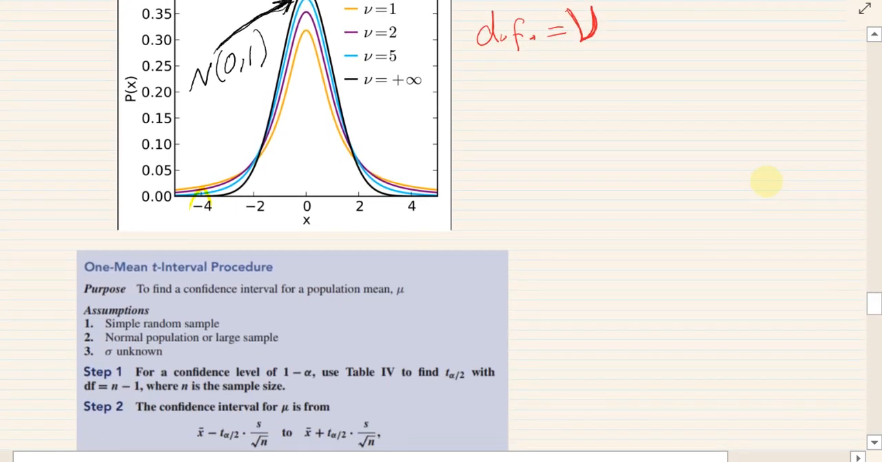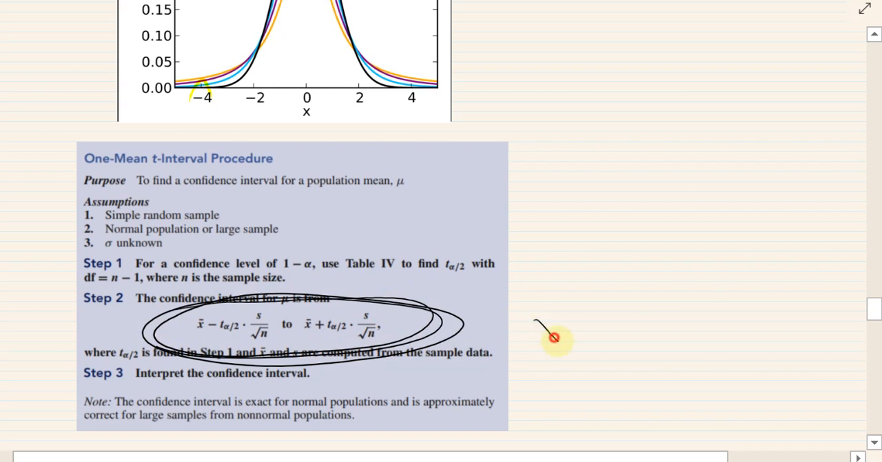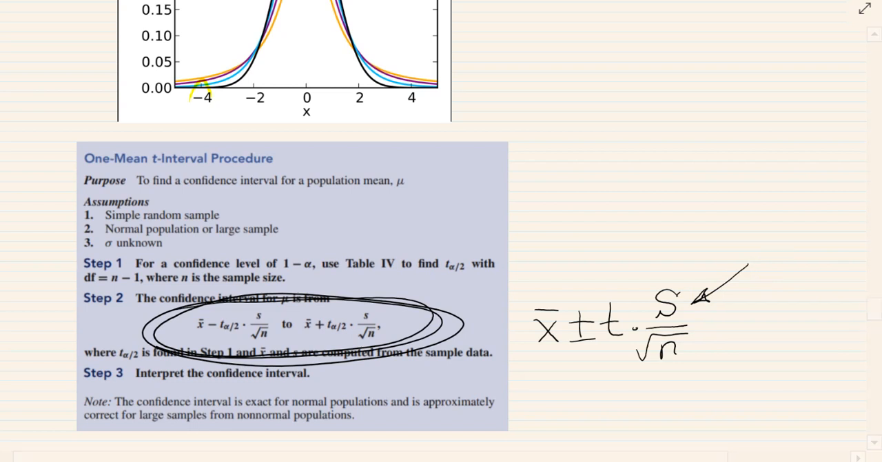So our formula, which was x bar plus or minus z times sigma over root n, is now going to be what you're seeing right there. See that? Our formula is now x bar plus or minus t times, since we don't know sigma, s over root n. Here s is the sample standard deviation in the numerator. StatCrunch will give us all of these.